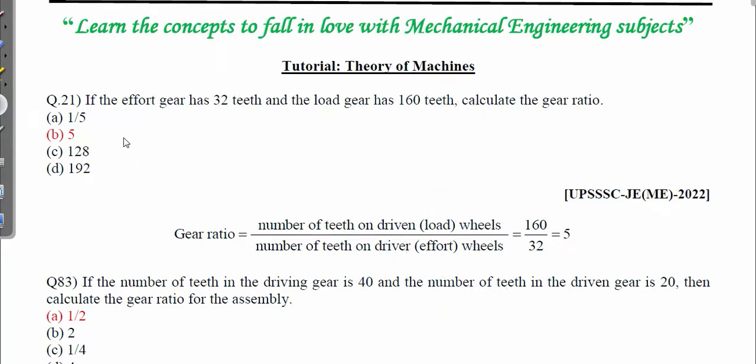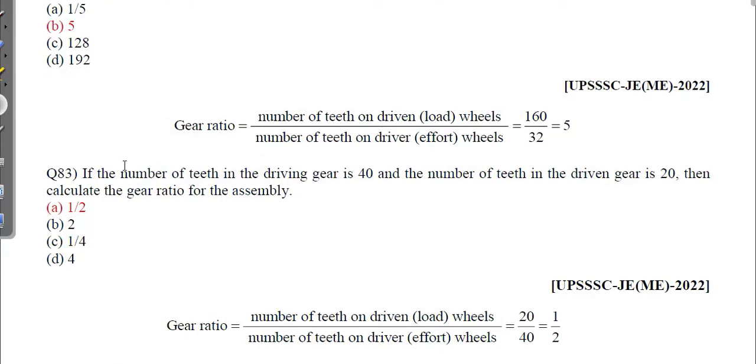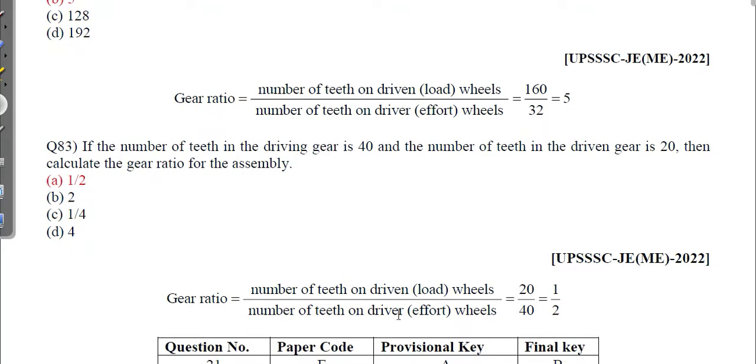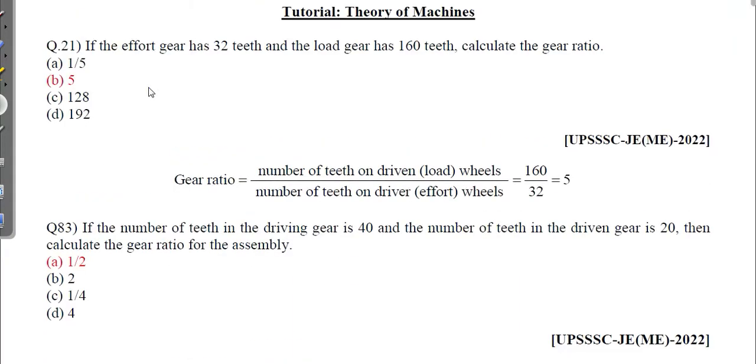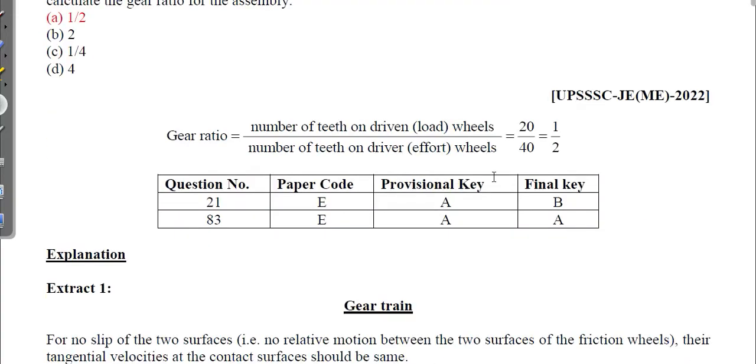In the same paper, they asked a similar type of question again. The number of teeth in driving gear is 40 and number of teeth in driven gear is 20. So the same formula, that is driven upon driver, 20 upon 40, 1 by 2. But now the twist comes. When you see the provisional key and the final key, this is paper code E, question number 83. In the provisional key, the answer was A, that is 1 by 5, and in the final key they changed this to B and went ahead.